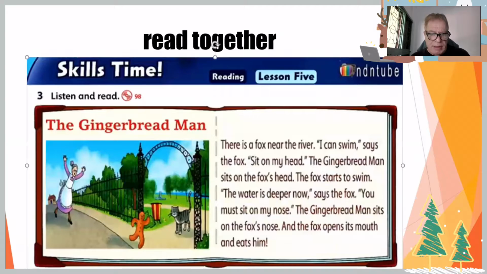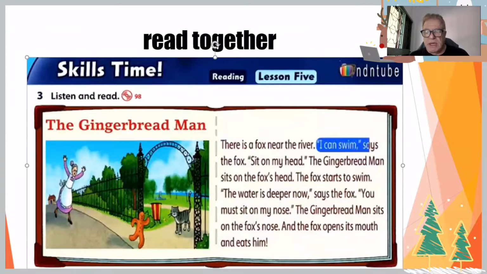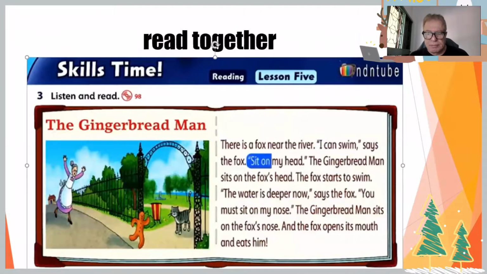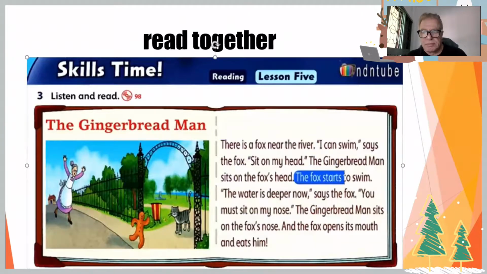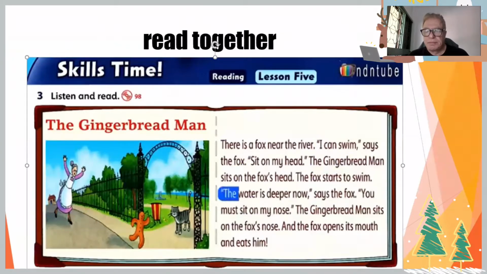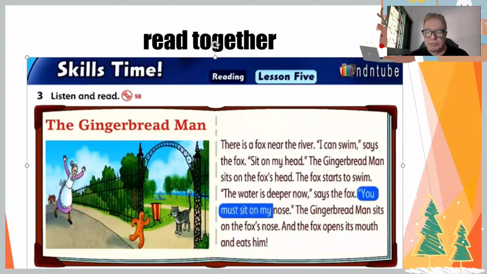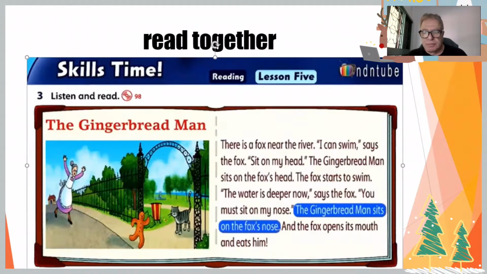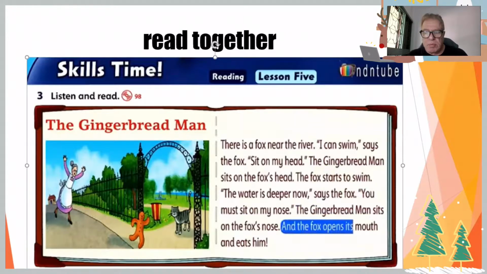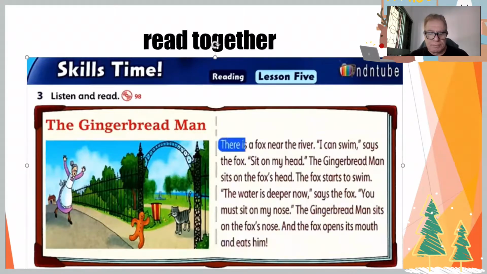Okay, let's read this. There is a fox near the river. I can swim, says the fox. Sit on my head. The gingerbread man sits on the fox's head. The fox starts to swim. The water is deeper now, says the fox. You must sit on my nose. The gingerbread man sits on the fox's nose, and the fox opens its mouth and eats him. Yummy.